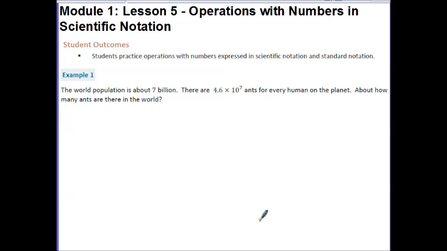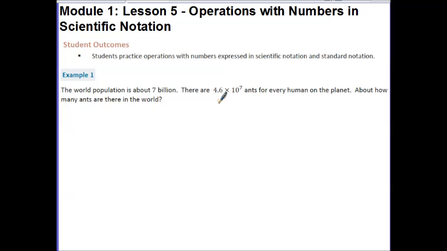So if you think about it, if there are 4.6 times 10 to the 7th ants for every human, well, what if we thought about changing every human to one human? Okay, so we know that every means one. So what if there were 2 humans? What would happen to the number of ants? Well, that would actually double. What if there were 3 humans? It would triple, right? And then if there were 4 humans, it would quadruple.